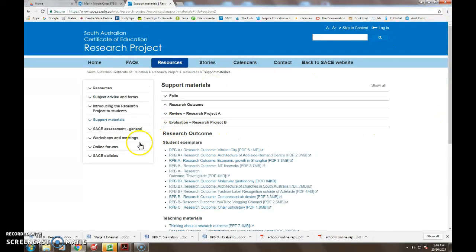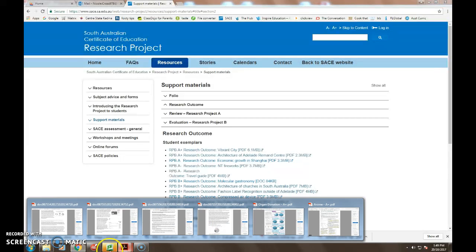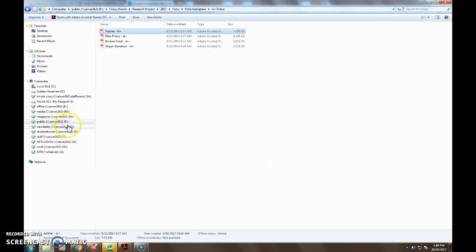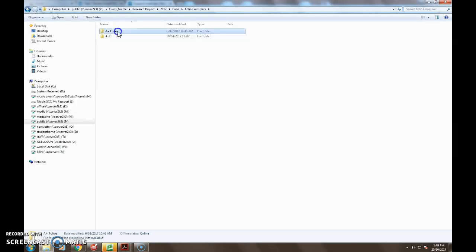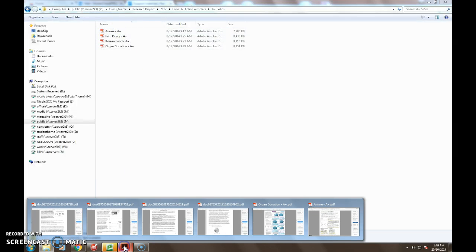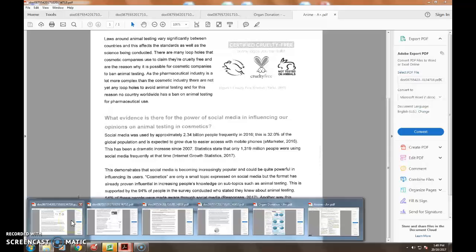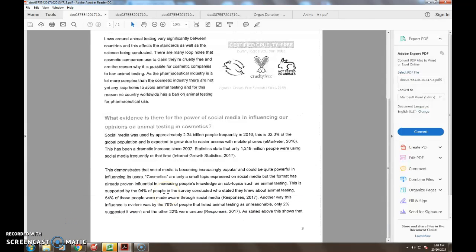Now for you guys, there is also a massive amount of information that is available on the public drive. So I'm just in the research project folder in the Folio exemplars, and in here you will find, as I said, a whole range of different examples as well. Some of this information is actually work from this year's Year 12s, like this piece here, where a student was looking at animal testing and makeup.